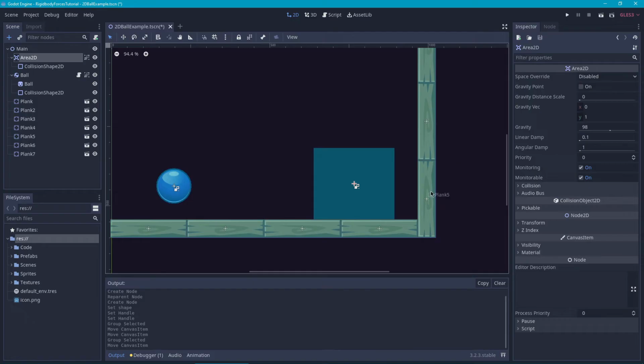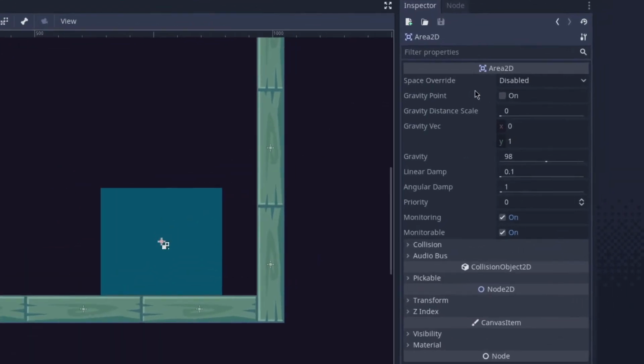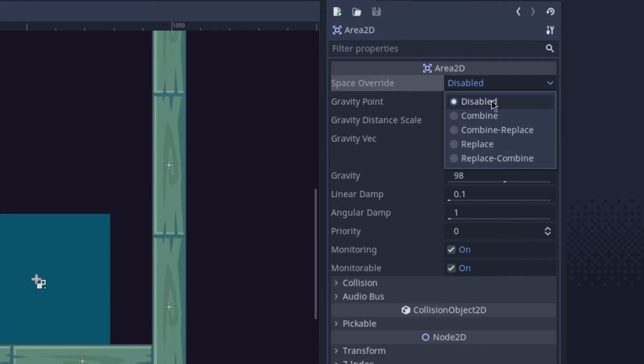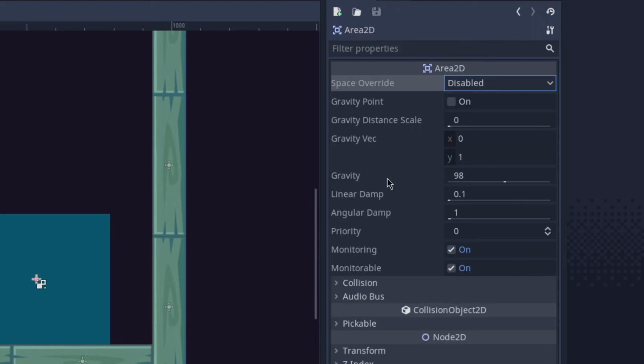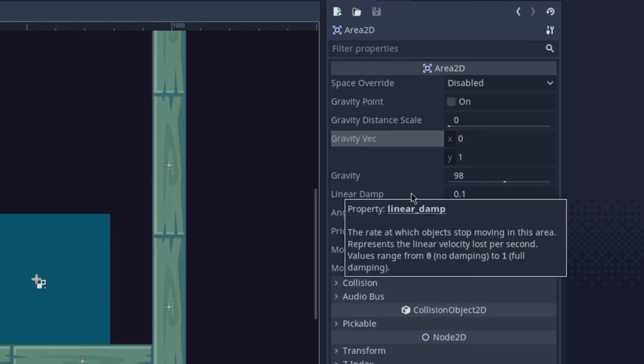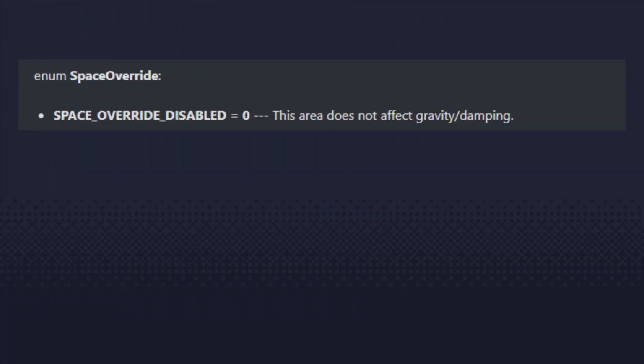Let's have a look at the properties of the area node. Here you'll see that it has a space override option, which is set to disabled, but it also has combine, combine-replace, replace, and replace-combine, which can be quite confusing when there is no explanation. For this explanation, let's keep this property in mind, the priority. And also notice that it has its own gravity factor, so the gravity direction, and its own linear damp. Let's hop over to the documentation. So disabled just means that it's disabled and it doesn't do anything.